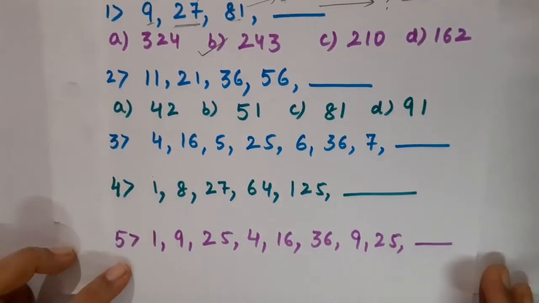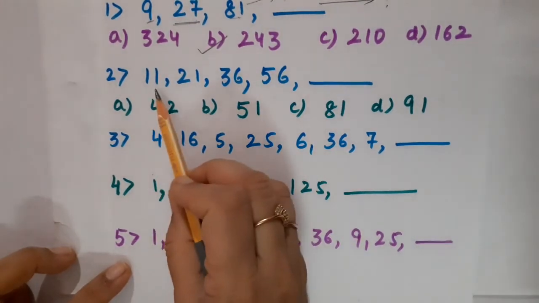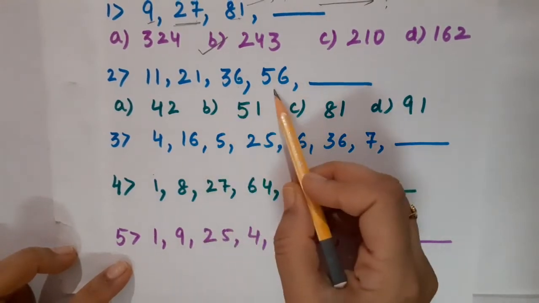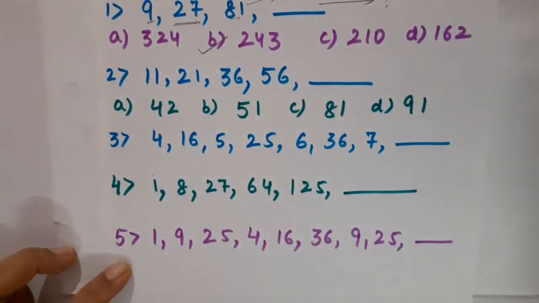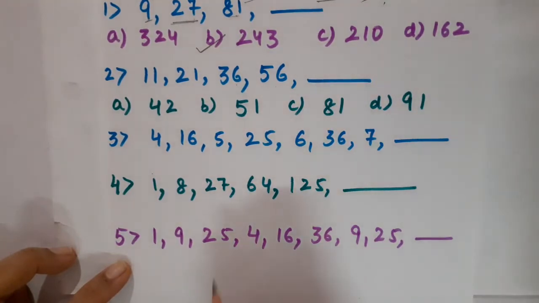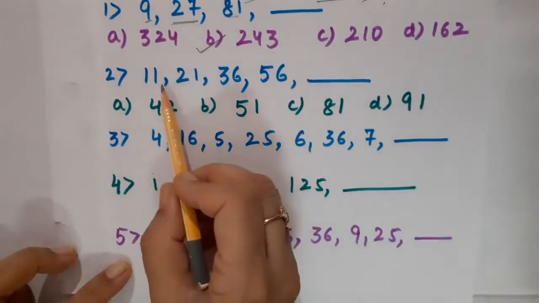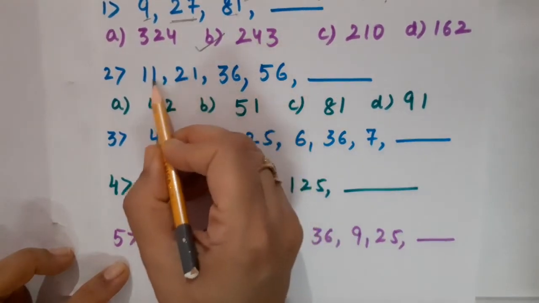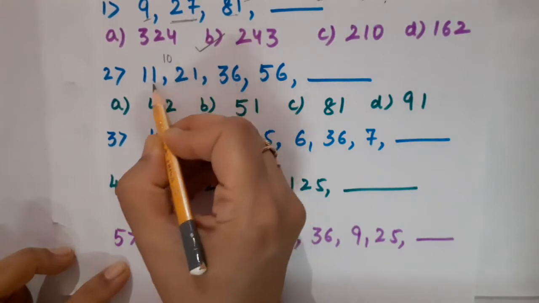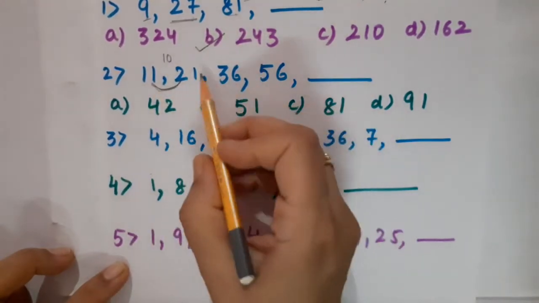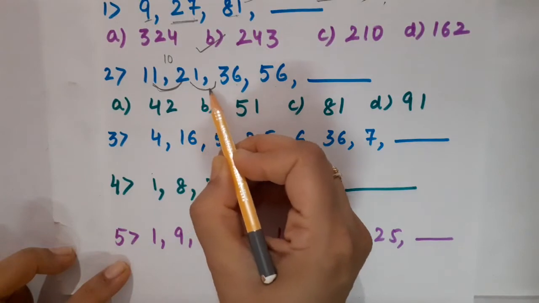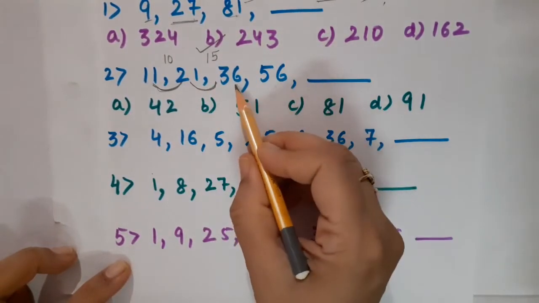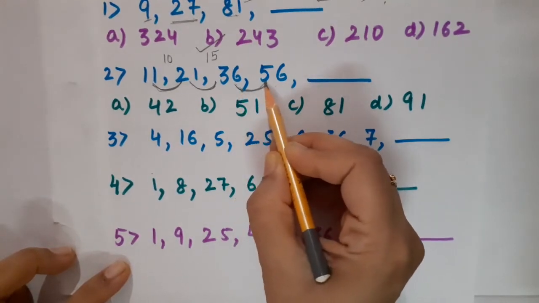Now children, let us switch to the next question. Question number 2: 11, 21, 36, 56, and we have to fill the next number. So children, what did I observe in this series? I am going to take the difference of 21 and 11. When I subtracted 11 from 21, I got 10. The difference between these two numbers is 10. Let us go for the difference between 36 and 21. You will be getting 15. Correct? Now we have to go for the difference of 56 and 36.